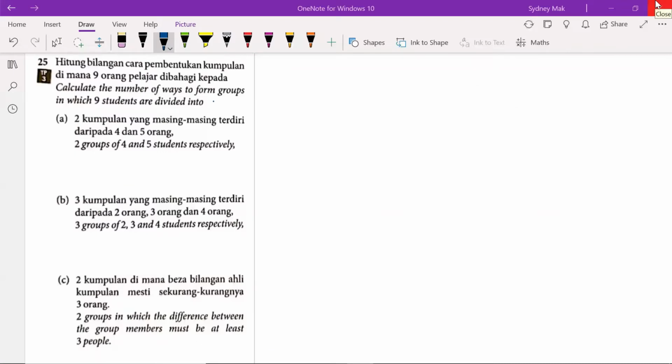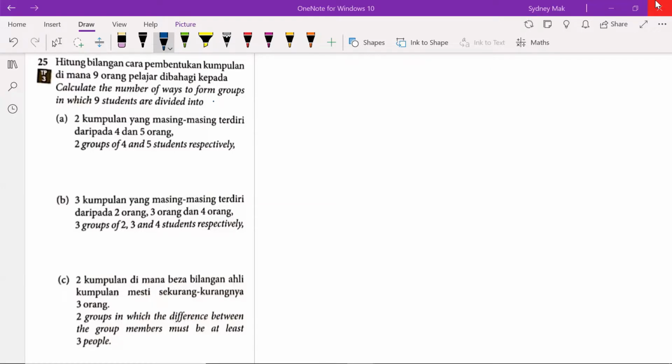Hi everyone, this is question number 25 in Practice Formative of Chapter 4. We have to calculate the number of ways to form groups. To form groups, we have to use combination. Only when we see an arrangement, we use permutation. So this one, forming groups, grouping, choosing a committee, is combination.